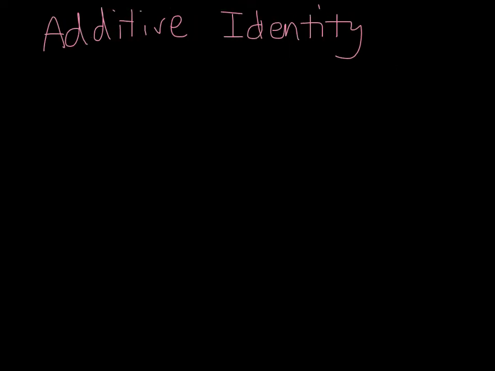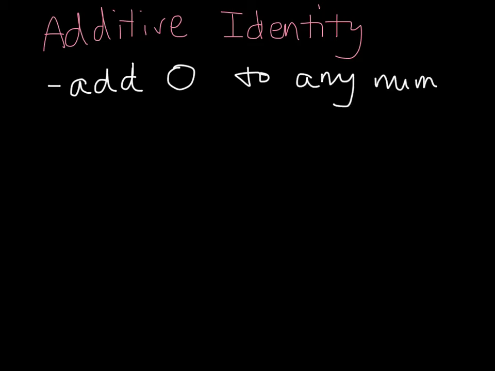Our next property is the additive identity. Remember, identity is telling us about himself. He wants to stay the same. So our additive identity property is something that we can add to a number so that he stays the same. And what that is, we can add 0. So it states that if we add 0 to any number, it stays the same.